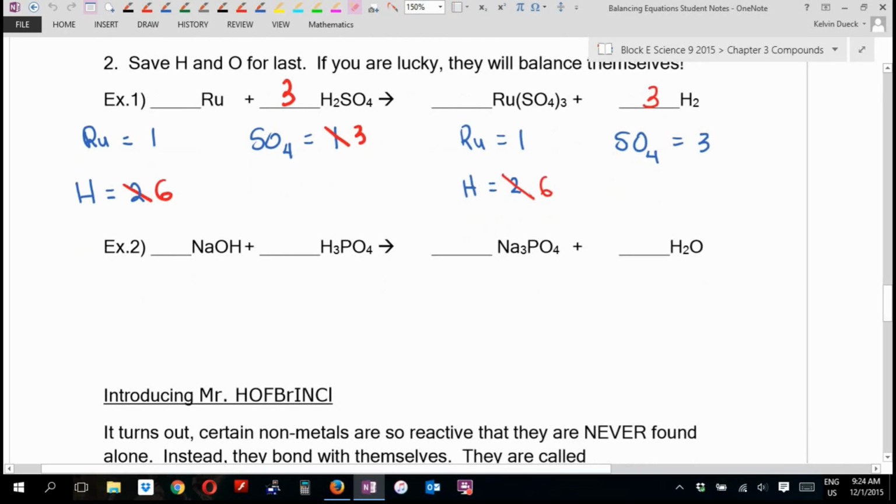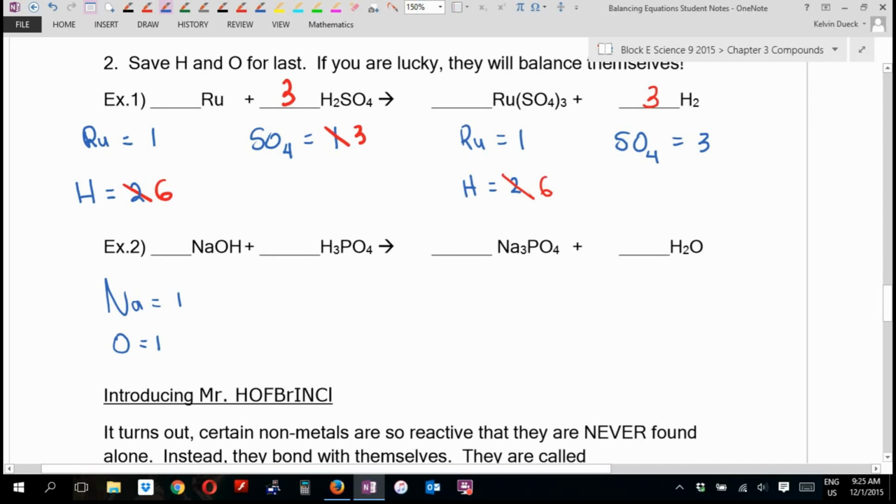Last one. NaOH plus H3PO4 makes Na3PO4 plus H2O. See the PO4 here? I'm going to treat that like 1. Now, OH is also a polyatomic ion. This is hydroxide. Do you see an OH over here again? You know what? This one I might end up splitting up. Looks like there's 1 O.